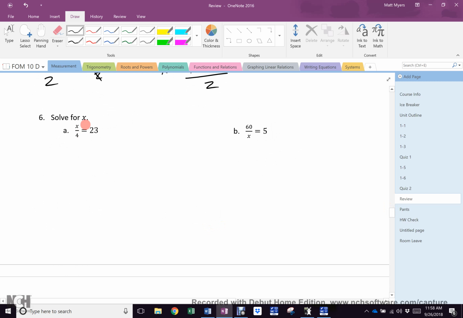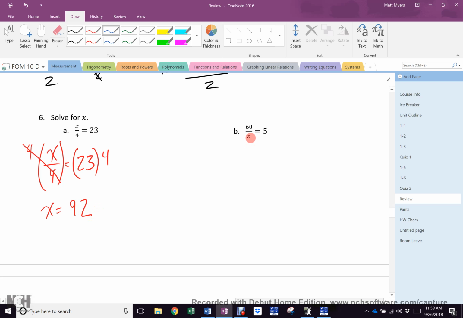And lastly, I need x by itself. That is divided by 4. So I have x divided by 4 equals 23. How do I get rid of divided by 4? I do the opposite of what I see. The 4's cancel. X equals 23 times 4 is 92.